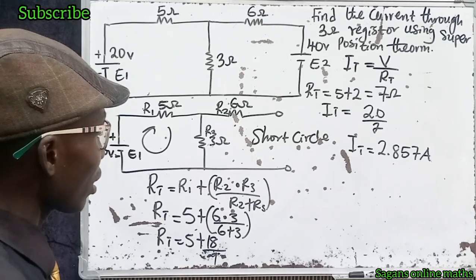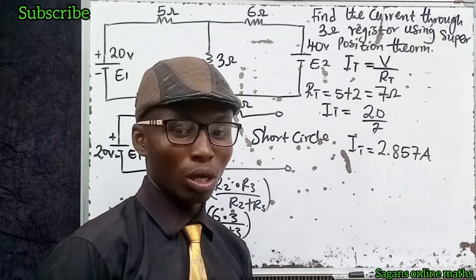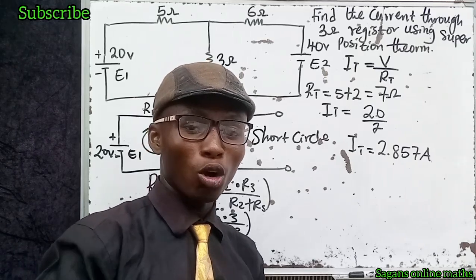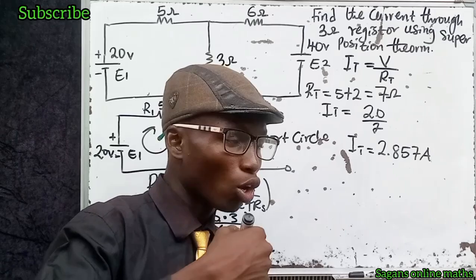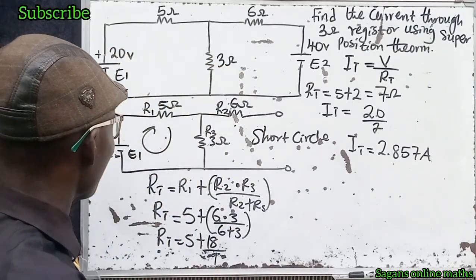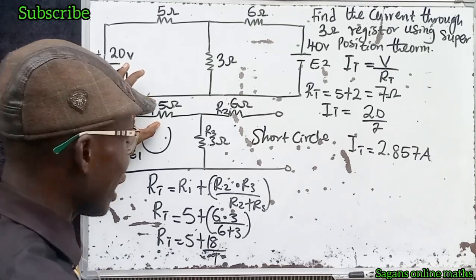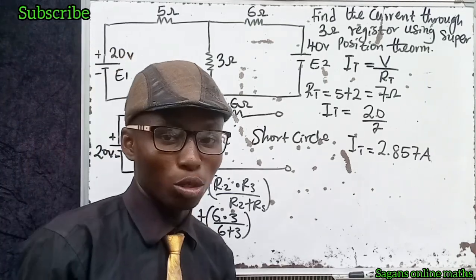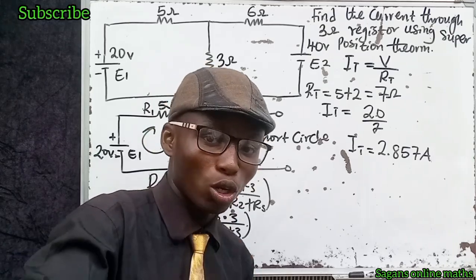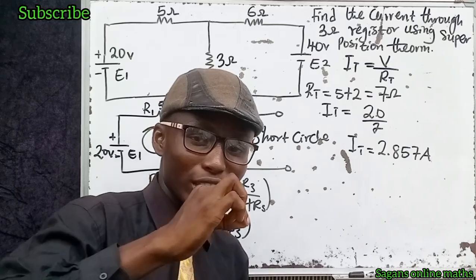Now, also, have you heard about the current division rule? What does the current division rule do? It enables us to find the current in each of the branches of the resistors. It helps us find the current that flows in each resistor. Remember, we have the voltage divider rule, and the current division rule helps us a lot because it helps us to know the amount of current that flows in each of the resistors.